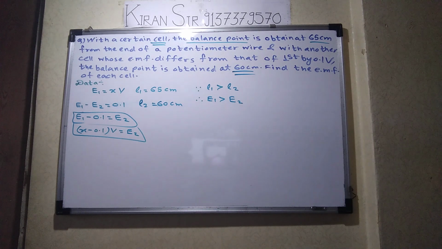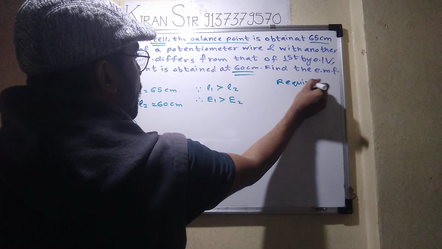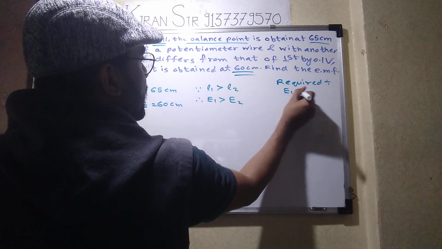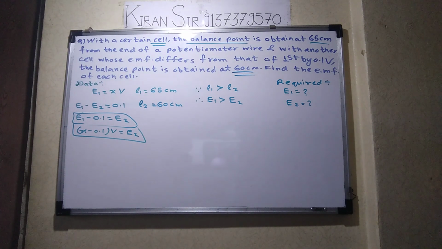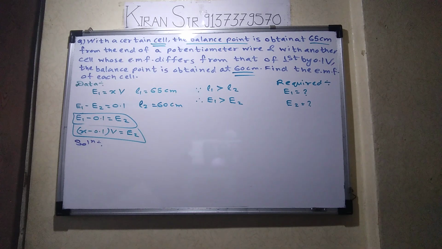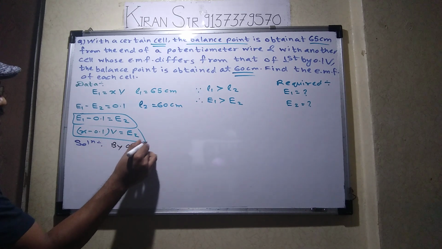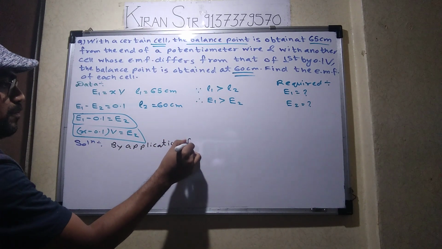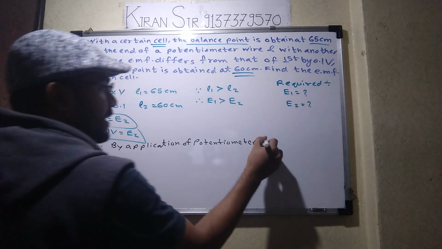So let us apply the formula. What do I need? E1 I need, and E2 I need. Okay, so let me start the solution. Afrin got the answer, but let me solve it. Solution: by application of potentiometer, which application? Individual cell method.